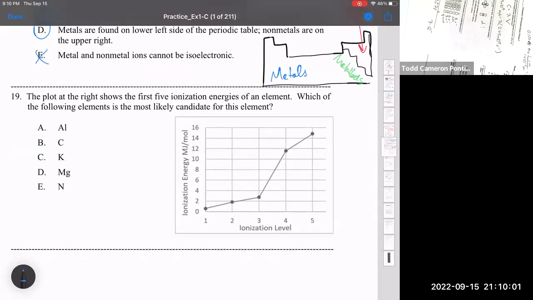The plot at the right shows the first 5 ionization energies of an element. Which of the following elements is the most likely candidate for this element? Now, with this type of graph, what it's showing us is the energy it takes to remove the first electron, second electron, third electron, fourth, and fifth. The first one is not so bad. The second one, the third one, it's getting harder and harder. It'll always get more difficult. But then something wild happens. Between 3 and 4, whoa, look at that spike. It's a pretty notable jump in energy.